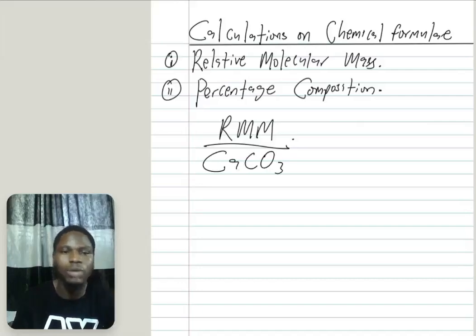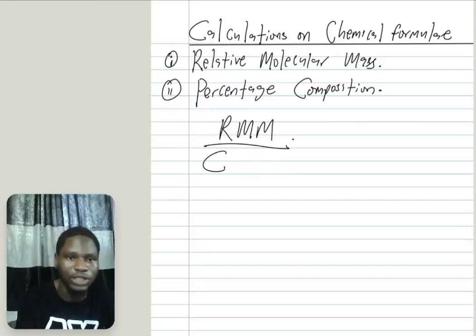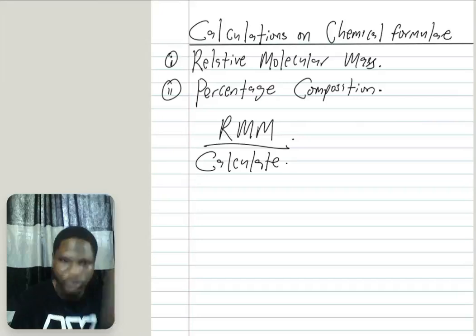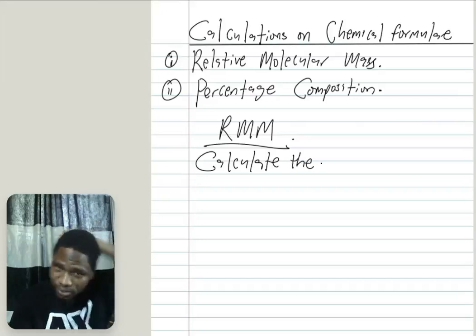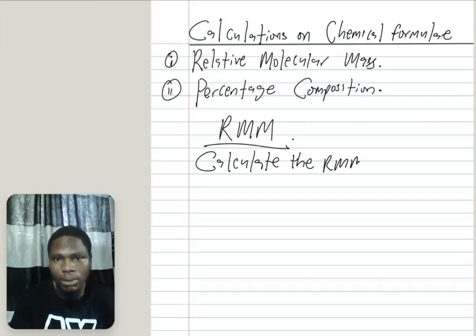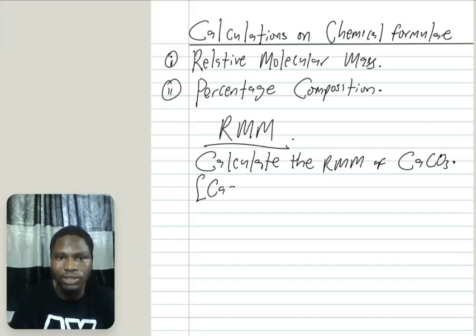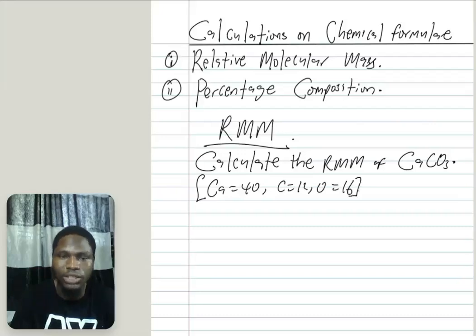The relative molecular mass is just the sum of the relative atomic masses of all of them. That is just it. So let me give us an example. Now, if I say calculate the relative molecular mass of, let me say, CaCO3, and you'll be given the atomic mass of this, and this is what you have. Okay, so let's see what you are going to do.